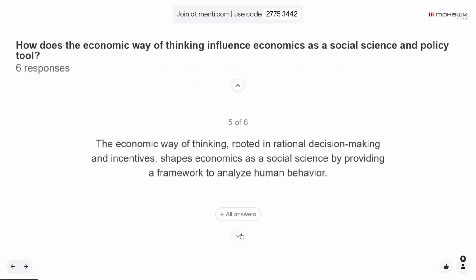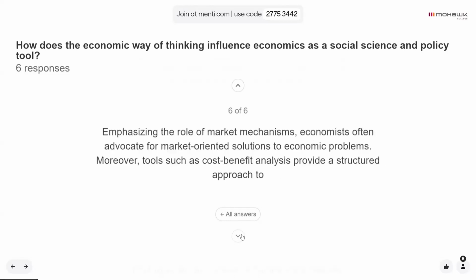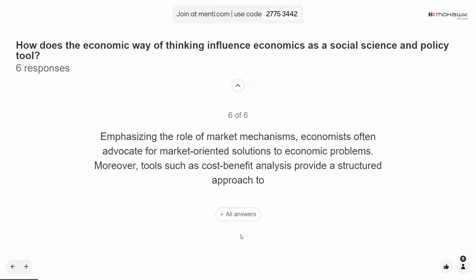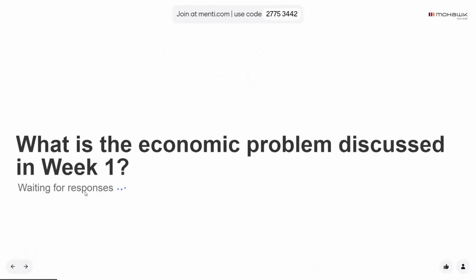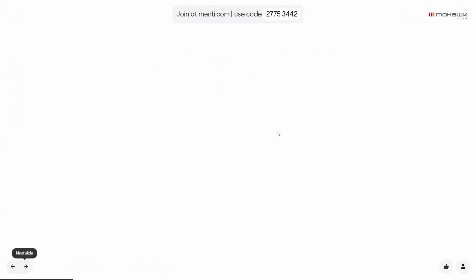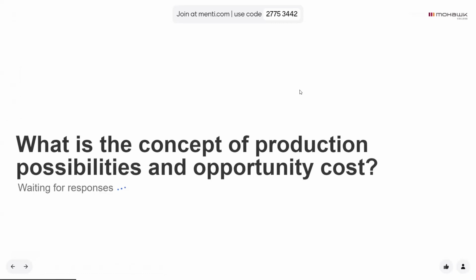The economic way of thinking, rooted in rational decision making and incentives, shapes economics as a social science, providing a framework to analyze human behavior. Emphasizing the role of market mechanisms, economists often advocate for market-oriented solutions to economic problems. Moreover, tools such as cost-benefit analysis provide a structured approach. Yes, excellent. And then, what is the concept of production possibilities and opportunity costs?